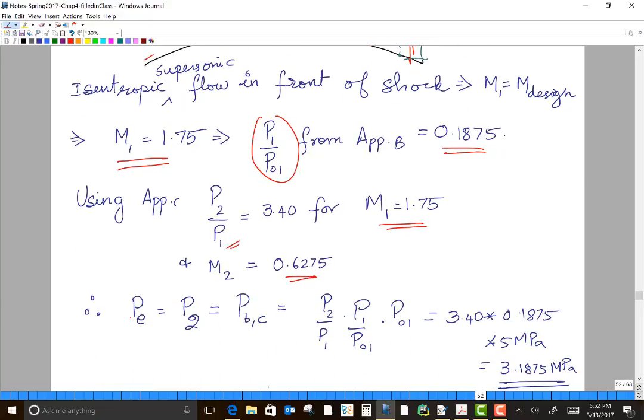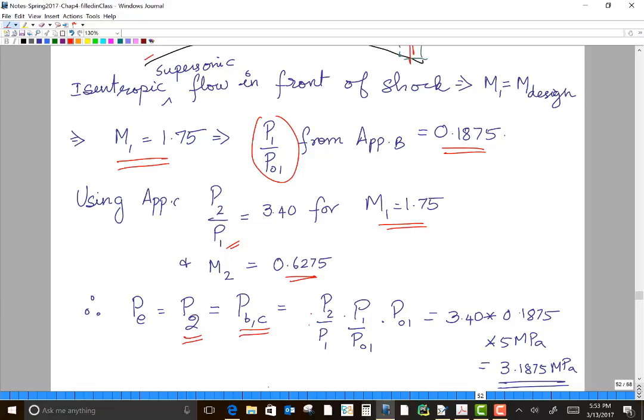So the exit plane pressure, the flow behind the shock is subsonic. And since the flow behind the shock is subsonic, the exit plane pressure is the same as the back pressure. So your PE equals PBC, that is what you want to compute, is also this value P2, because the exit plane is now the region behind the shock, right? It's exactly at the location behind the shock. So your PE equals P2 equals PBC, and how do you compute this P2?